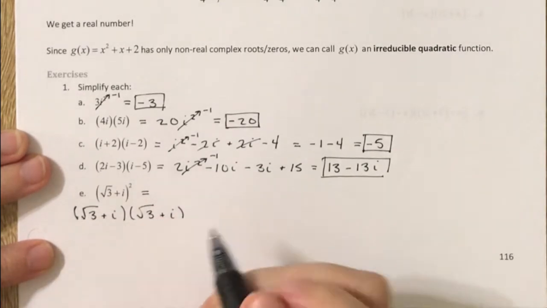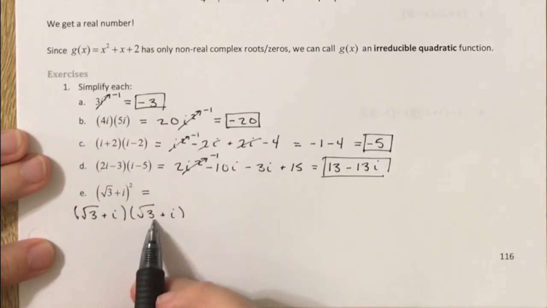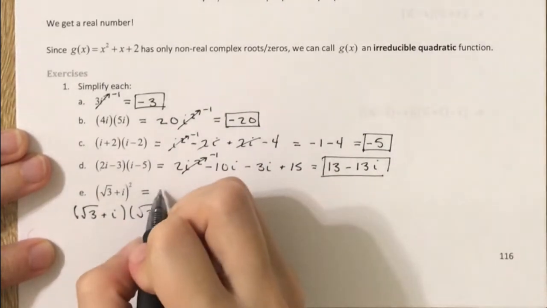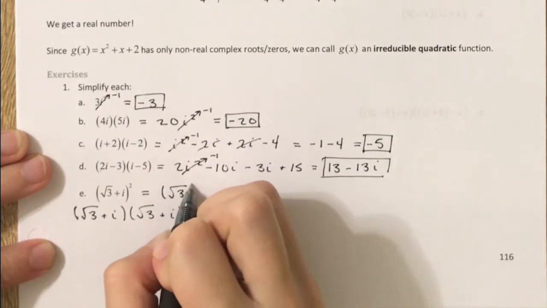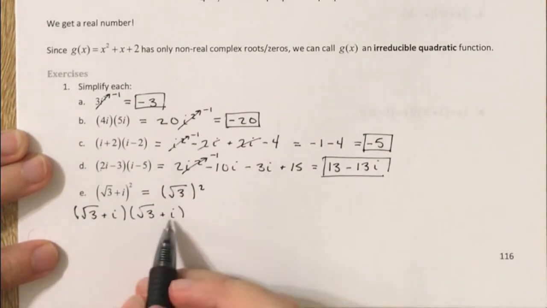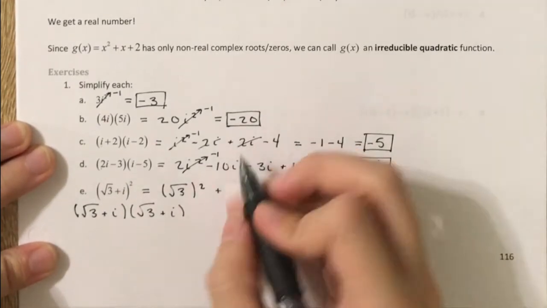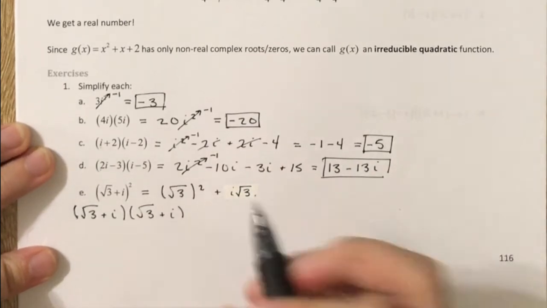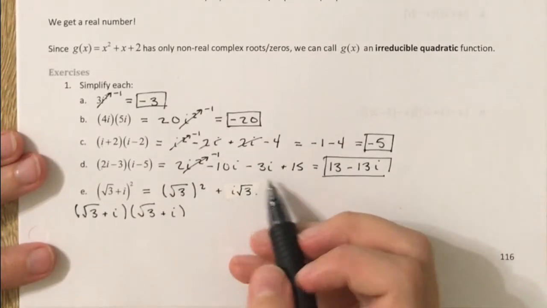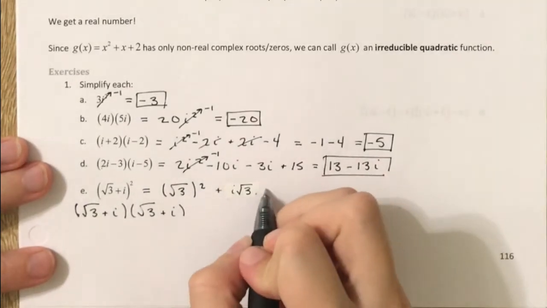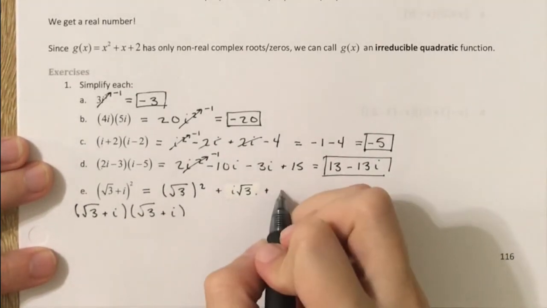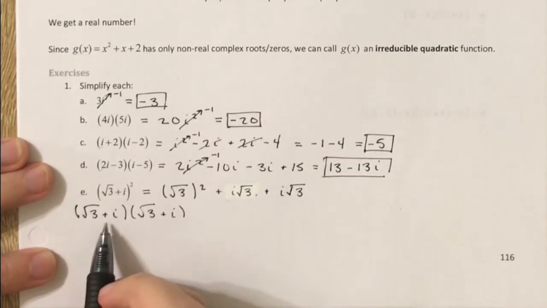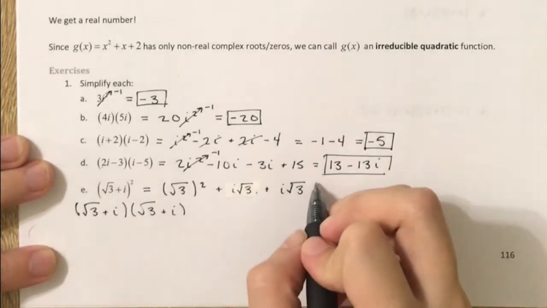We need to FOIL as usual, so we have square root of 3 times square root of 3, which is square root of 3 squared. On the outside, we have square root of 3 times i. Typically, we'll write the i first, just so that it's not confusing about whether or not the i is inside the square root. So i plus square root of 3. Inside, we also get i times square root of 3. And then last, we have i times i, or i squared.